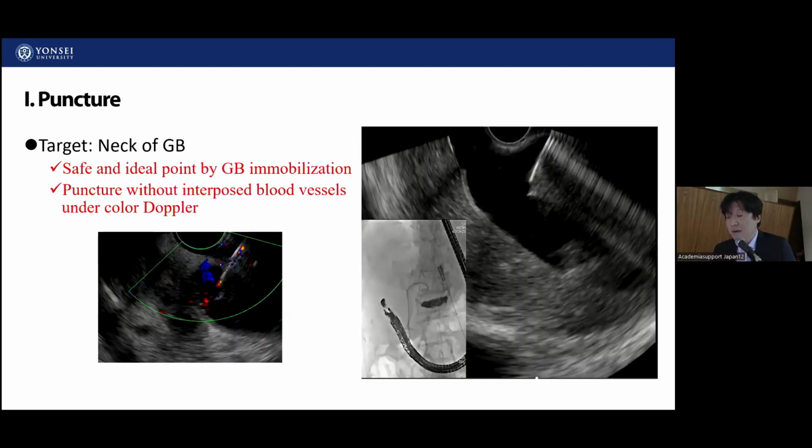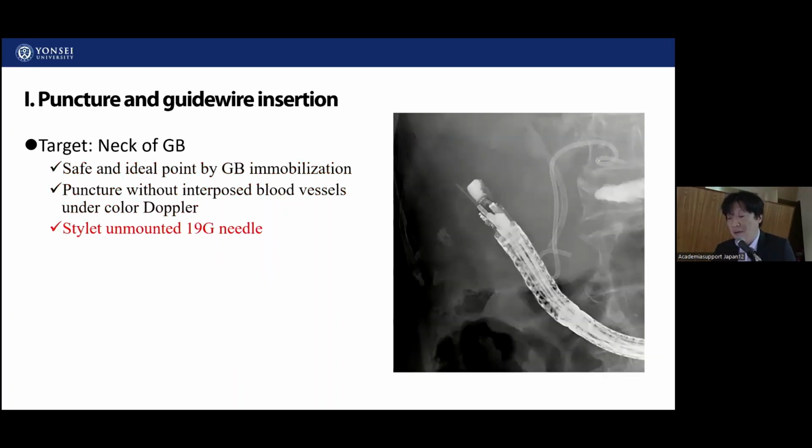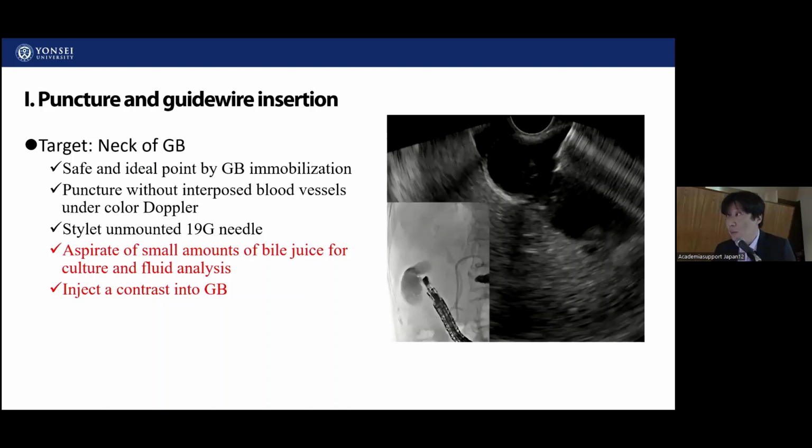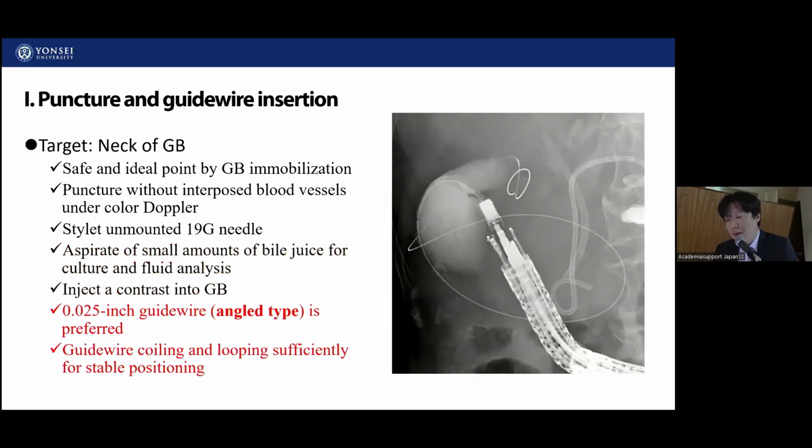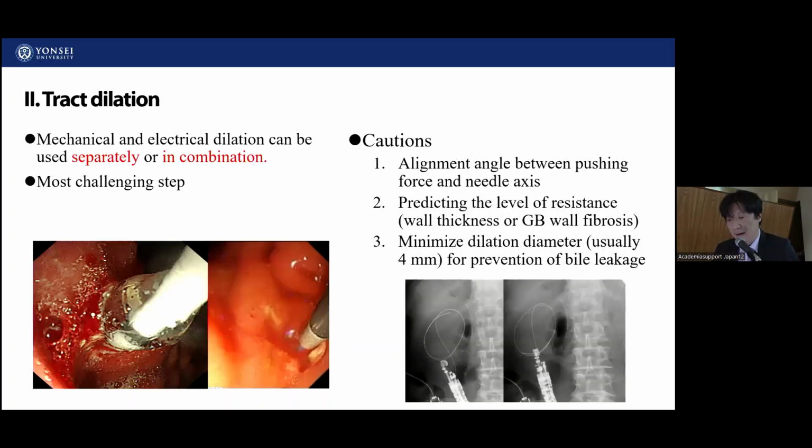It is a safe and ideal point for GB immobilization, and puncture without blood vessels on the color Doppler. A stylet-unmounted 19-gauge FNA needle was used, and a small amount of bile juice and fluid was aspirated for further culture and fluid analysis. Then inject a contrast into the GB. A 0.025-inch guide wire, especially the angled type, is preferred, with guide wire coiling and looping sufficiently for stable positioning.